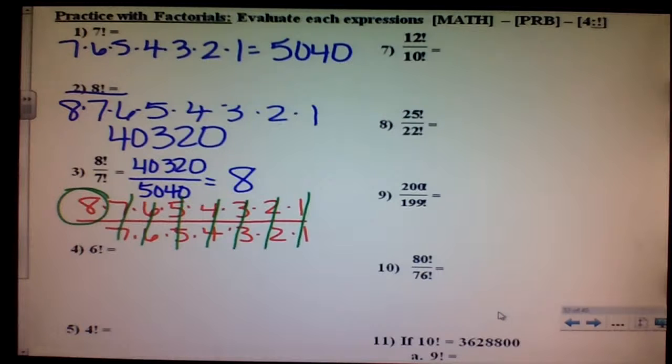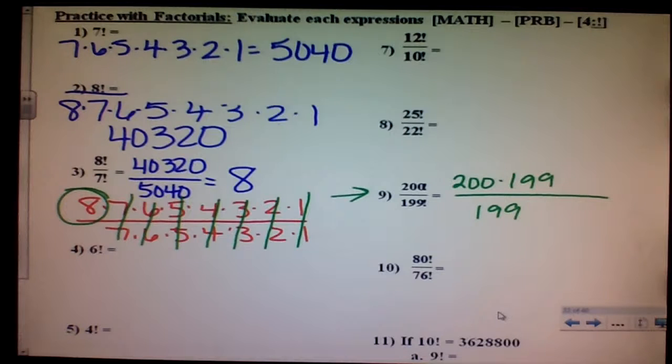Okay, Peter has already looked at number 9 and said, 200 factorial, say what? That's a big old number. That's gonna be millions. 200 factorial divided by 199 factorial. So think about it. The top goes 200 times 199. Where do I start my bottom? 199.